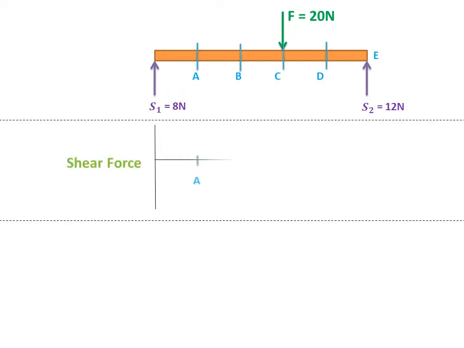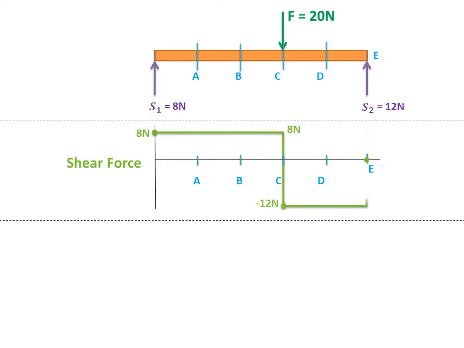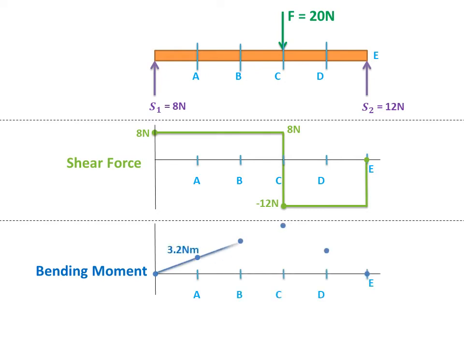If we plot the shear force of each point into a graph, we can see there is a sudden change of shear force at the point C. When we plot the bending moment, we can see that the maximum value is also at point C.